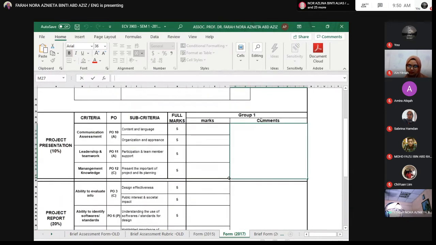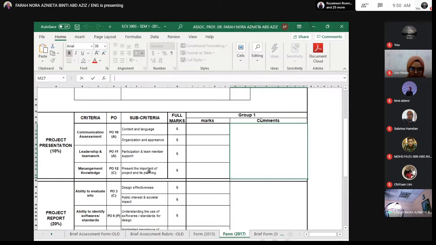And then these are the criteria that we will look at during the presentation, as you can see here. So communication assessment is based on content, language, and organization and appearance. Okay. And then on the leadership and teamwork, on the participation and teamwork. Okay. And then management of knowledge on the present the importance of the project and its planning.